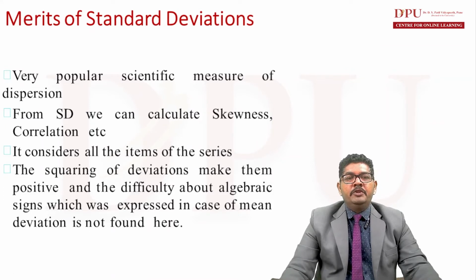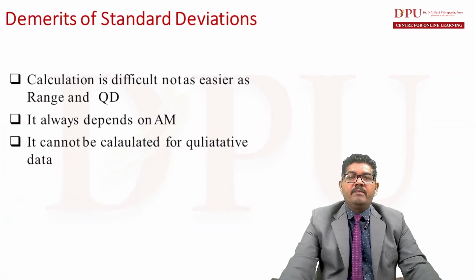Merits of standard deviation. It is a very popular scientific measure of dispersion. From standard deviation we can calculate skewness and correlation. It considers all the items in the series, and squaring of deviations makes them positive, and the difficulty about algebraic signs which was expressed in case of mean deviation is not found here.